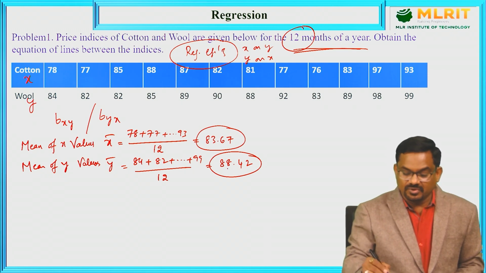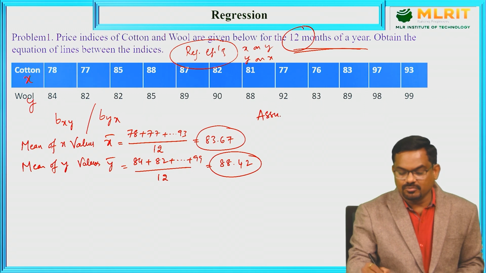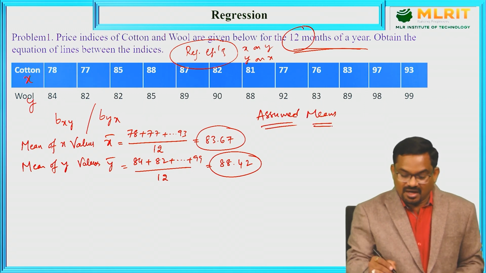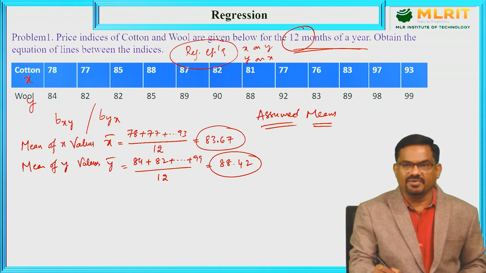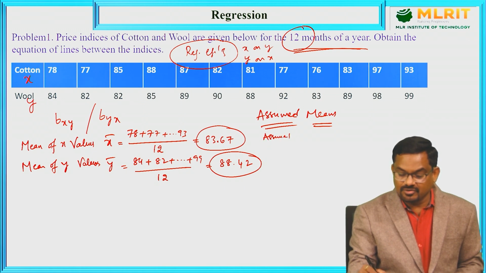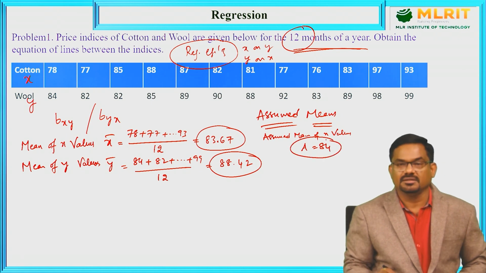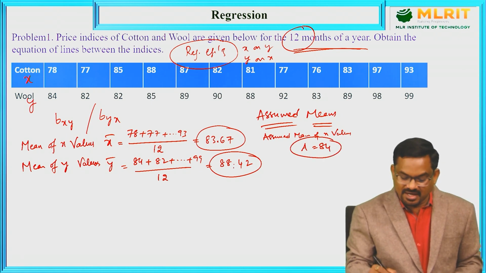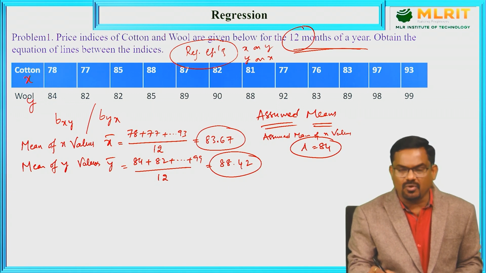In this case, we need to consider the assumed means. How do we consider the assumed means? After the decimal point, if the number is greater than 5, we can consider the next value. So let the assumed mean of x values be capital A. Since the mean is 83.67, we can take 84 as the assumed mean of x values. Similarly, here 88.42, this 4 is less than 5.